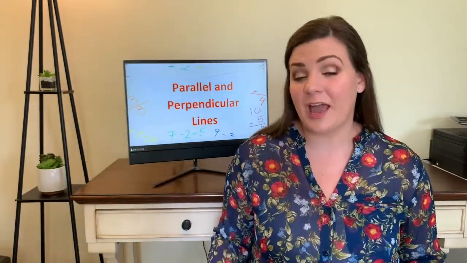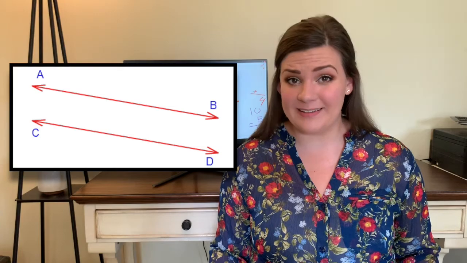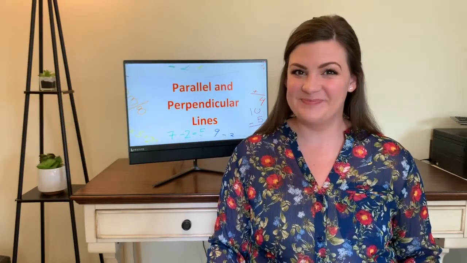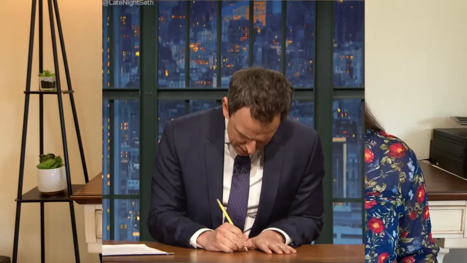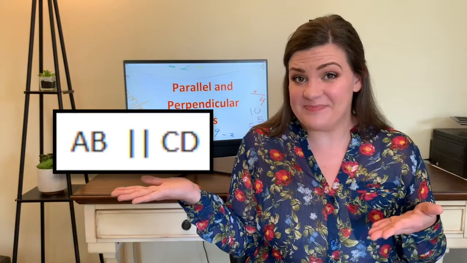Now it's your turn. Can you describe these lines? Did you say that line AB is parallel to line CD? Awesome. Now see if you can write that down using the symbol that I showed you earlier. Did you write it like this?